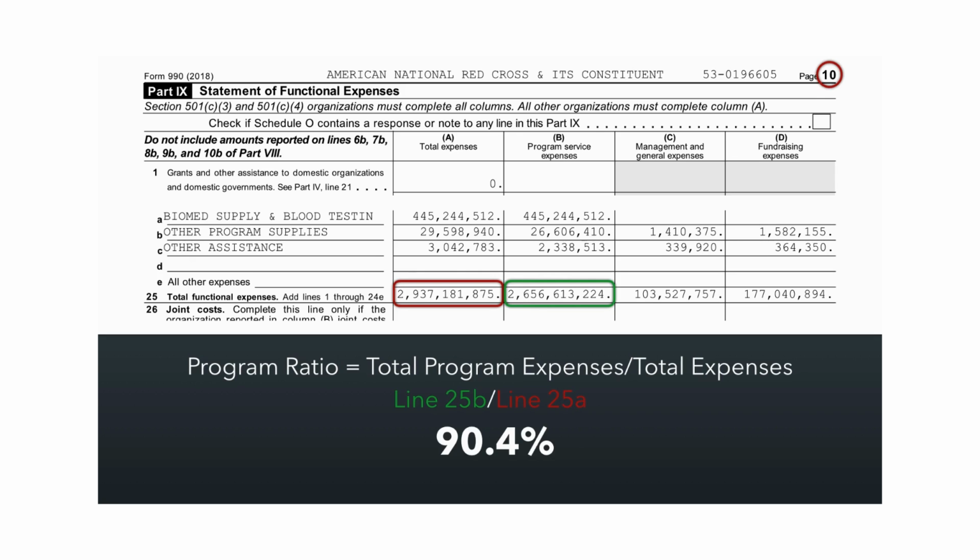It's very common for larger nonprofits to have better program ratios than smaller ones. Smaller nonprofits still need certain administrative expenses, but because they're small, those expenses become less efficient across multiple programs. And so it's pretty common for a large nonprofit to have a very efficient program ratio like this.